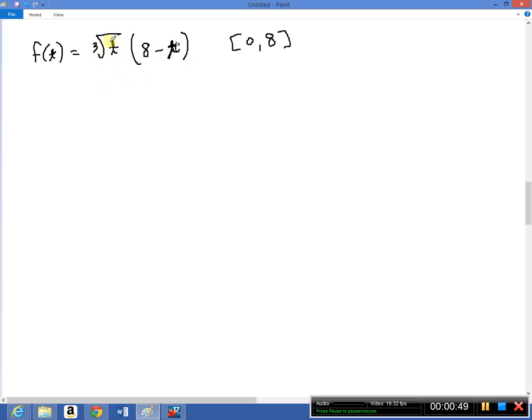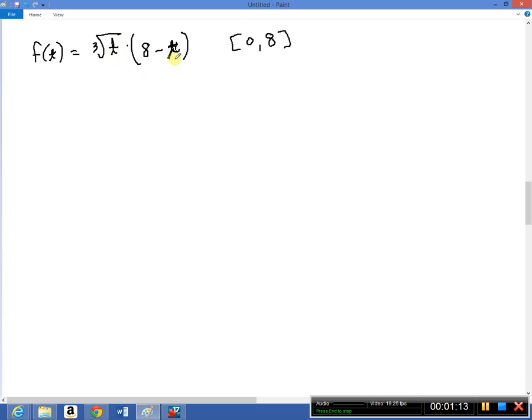While we're at it, we might think about what this function has as its domain. Cube root of t has no problems anywhere. 8 minus t has no problems. The product is certainly not going to have any problems. So this function is defined everywhere. Okay, so looks like I've got to think about this a minute before I take the derivative. I'm kind of tempted to not use the product rule.